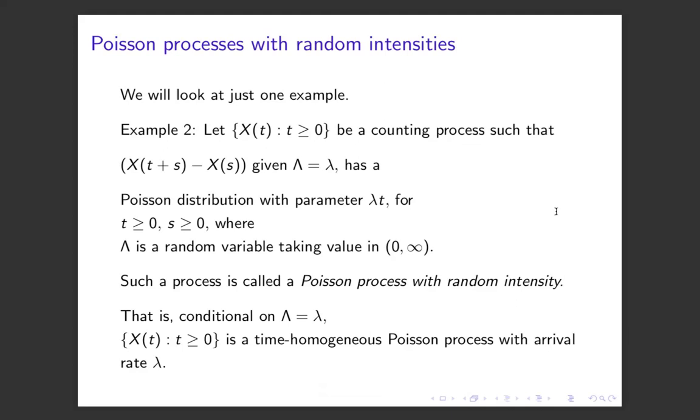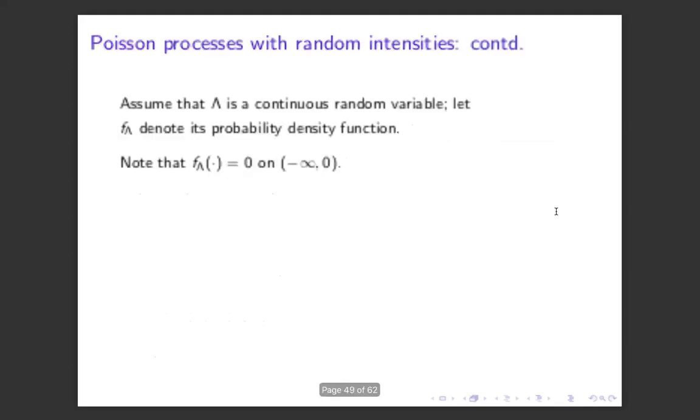Of course, this variable capital Lambda can be discrete or continuous. So we will assume that it's a continuous random variable. And we will denote by small f sub capital Lambda the probability density function of this capital Lambda. Of course, since this takes value in 0 to infinity, this PDF will be 0 on the negative part of the axis.